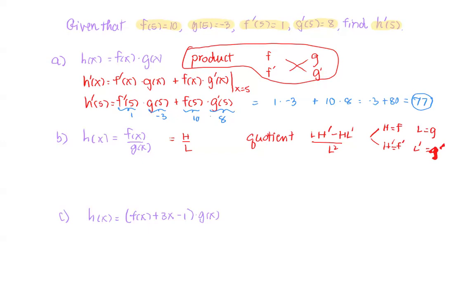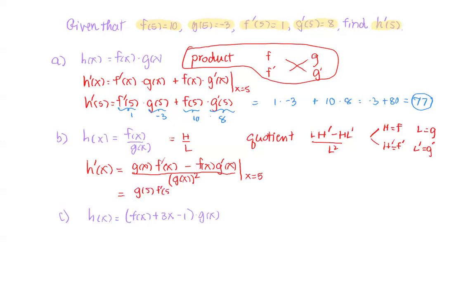Let's rewrite this. So this is g prime. Now we put them into the formula for h prime of x equals the low, which is the function g, times the d high, which is f prime, minus the high, which is the function f, times the d low, which is g prime, all divided by the low squared, which is g of x quantity squared. We're going to find the derivative at x equals 5. That means h prime at 5 is g at 5 times f prime at 5 minus f at 5 times g prime at 5, all divided by g at 5 quantity squared.